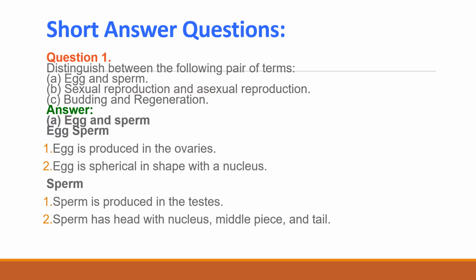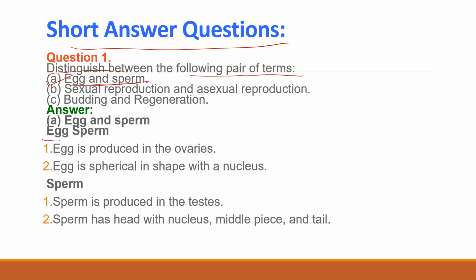Next we come to the short answer type questions. It is another pattern. The first pattern we have done with a few multiple choice question answers. Now this pattern is short answer type. We will first write: distinguish between the following pairs of terms. The first is distinguish between egg and sperm. What is egg and what is sperm? We will differentiate that.